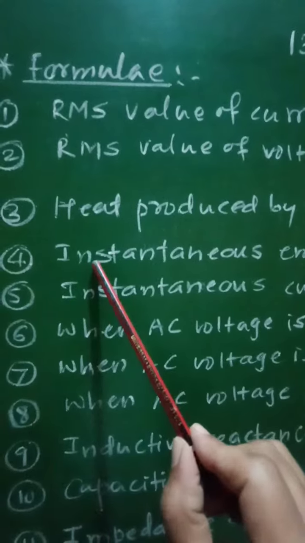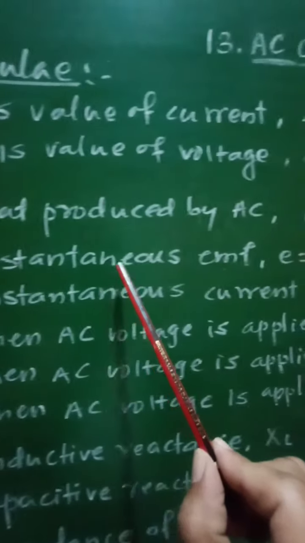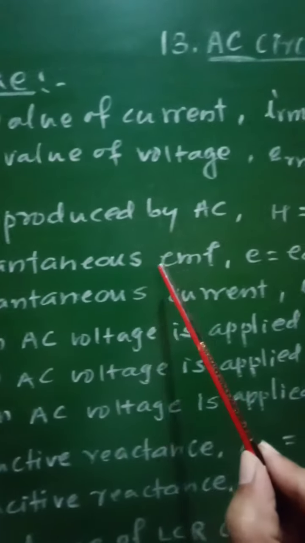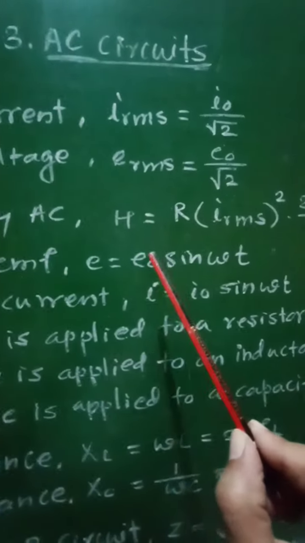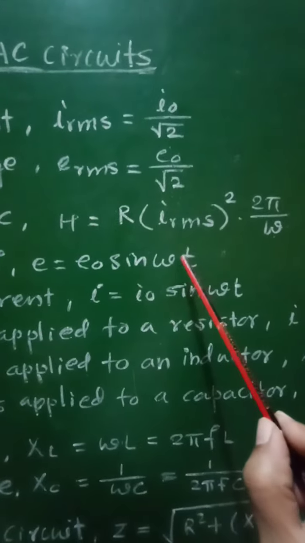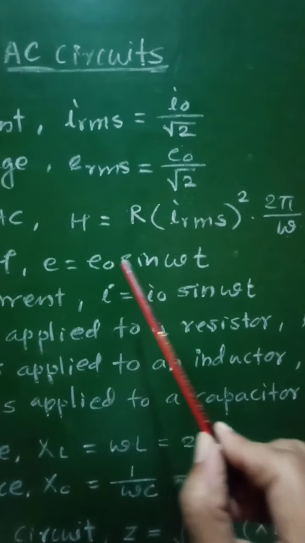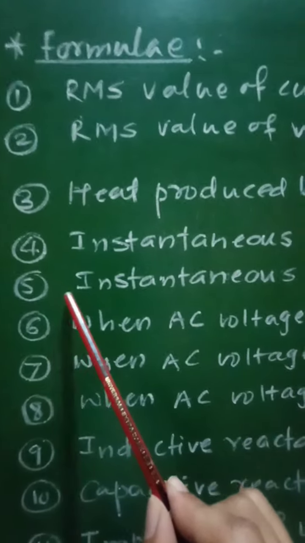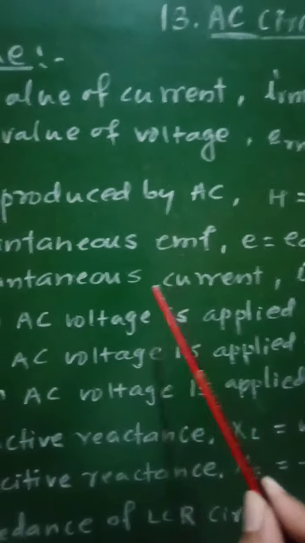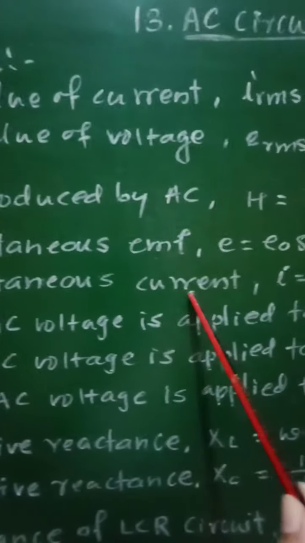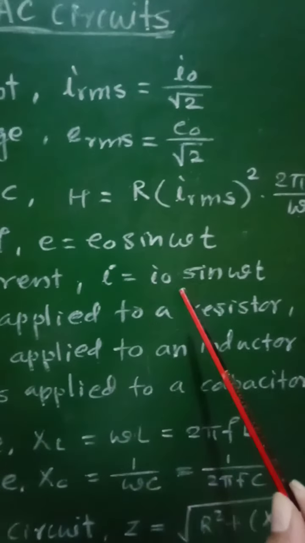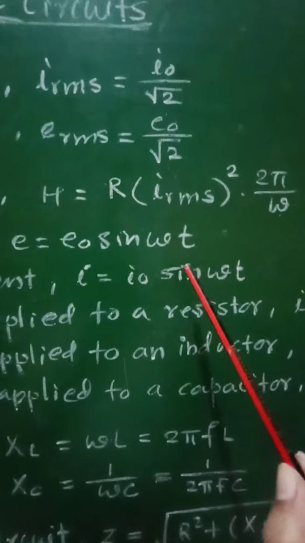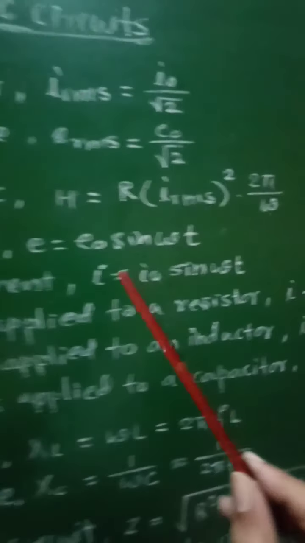Fourth formula is for instantaneous EMF. Instantaneous EMF, E is equal to E0 sin omega t. Fifth formula is for instantaneous current. Instantaneous current, I is equal to I0 sin omega t.